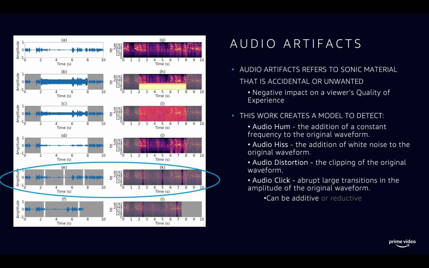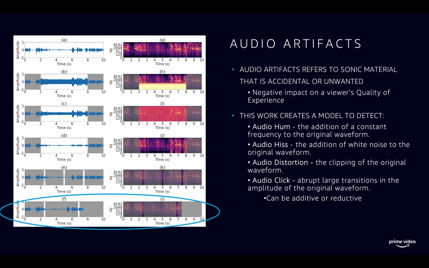We consider 2 different versions of audio clicking. The first, additive, is the addition of an impulse to the original waveform. The second, reductive, is an abrupt transition caused by the removal of samples during the editing process.